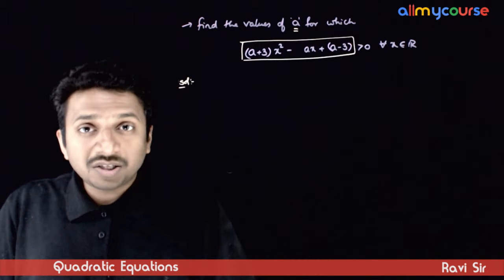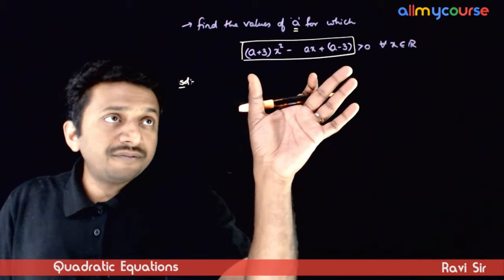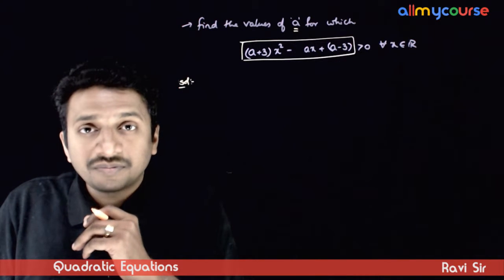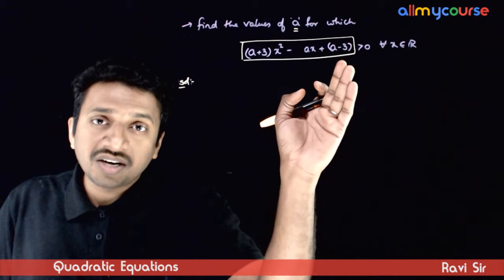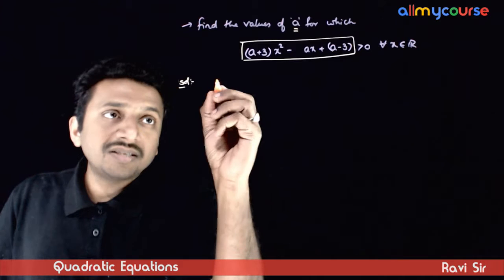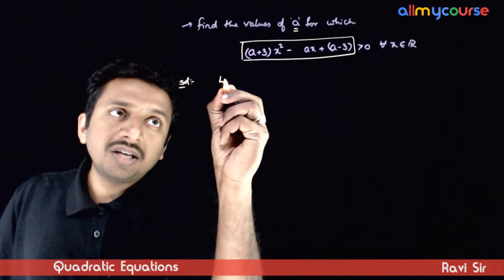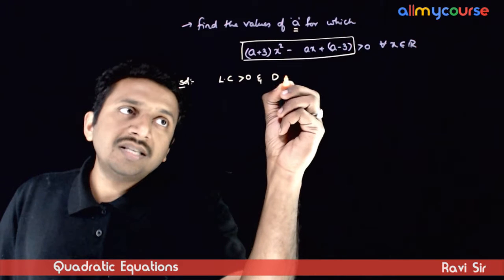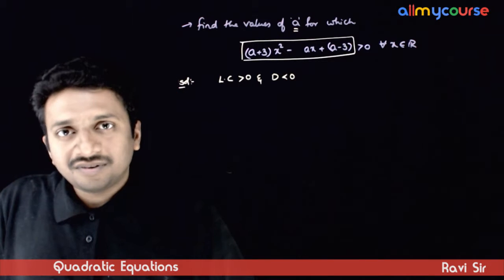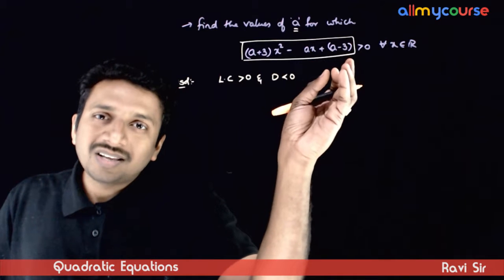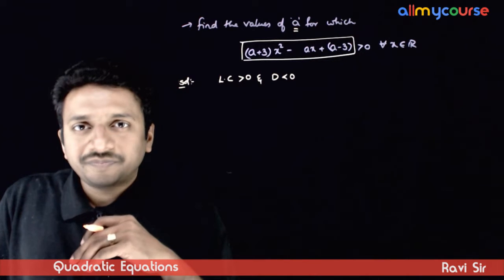So this question is based on the concept that if a quadratic expression is greater than 0 for all x belongs to R, then the condition is the leading coefficient has to be positive and the discriminant has to be negative. So this is the condition for a quadratic expression to be greater than 0 for all x belongs to R.